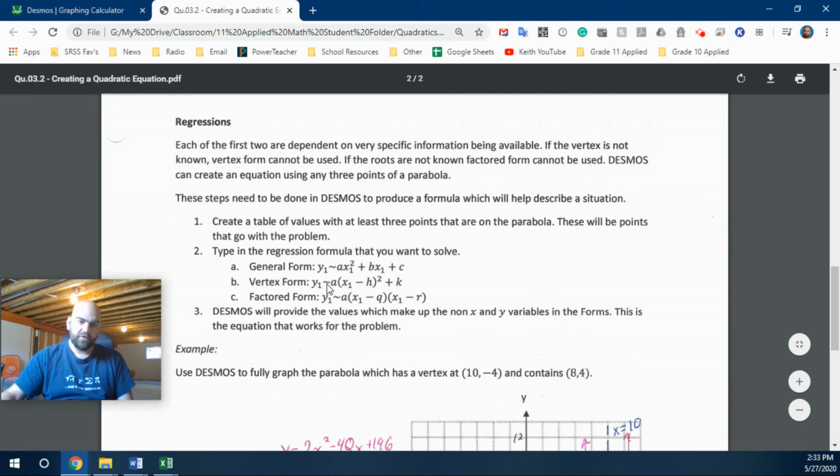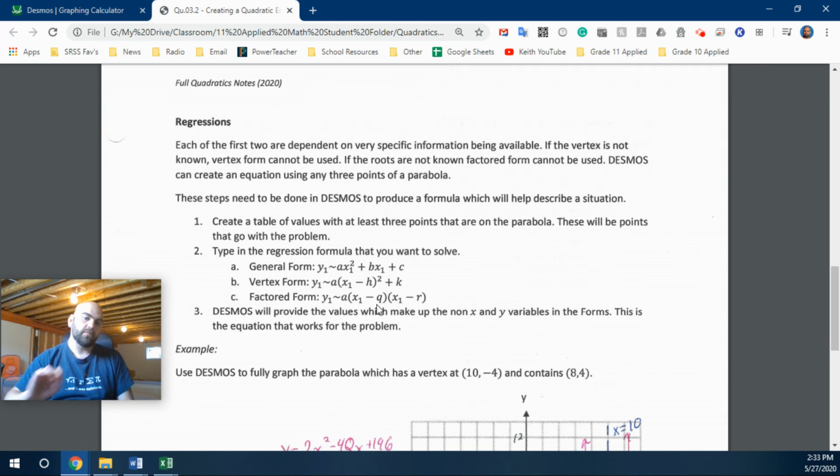Okay, we have general form, vertex form, and factored form. You'll notice that there's no numbers in there. All there is A, B, C, A, H, K, and A, Q, R. Ones that we've looked at in the past, which look at specific forms. We type one of these in, or we could all 3 if we really want to, but we only really need 1, and we're going to use general form for the most part. For any regressions, we use general form. We could use vertex and factored, but general form will give us a nice equation right off the bat.